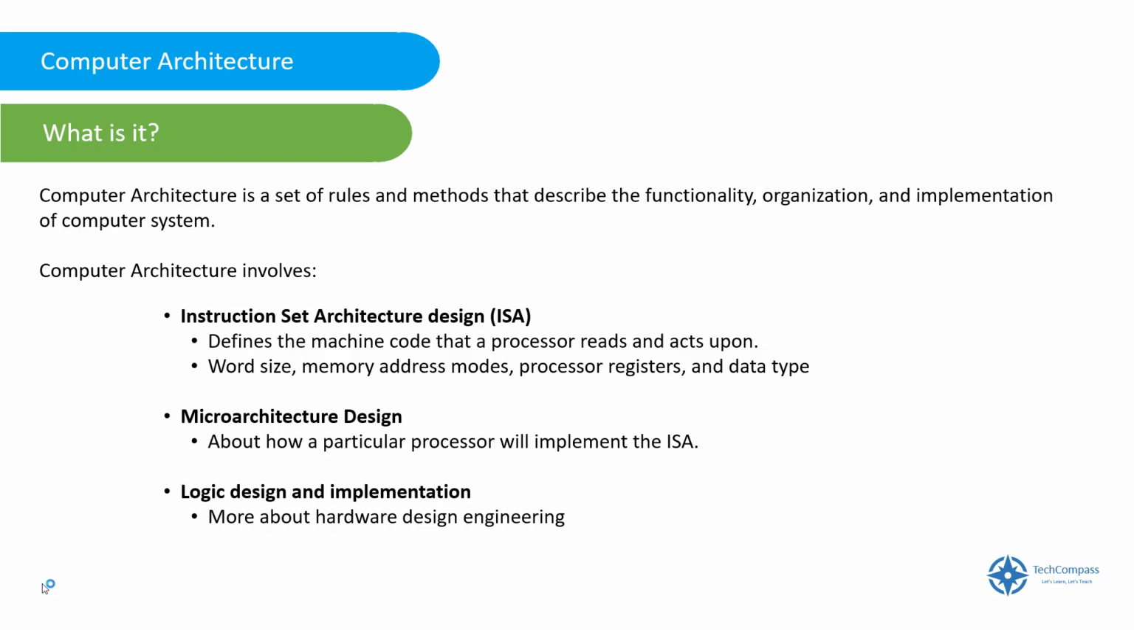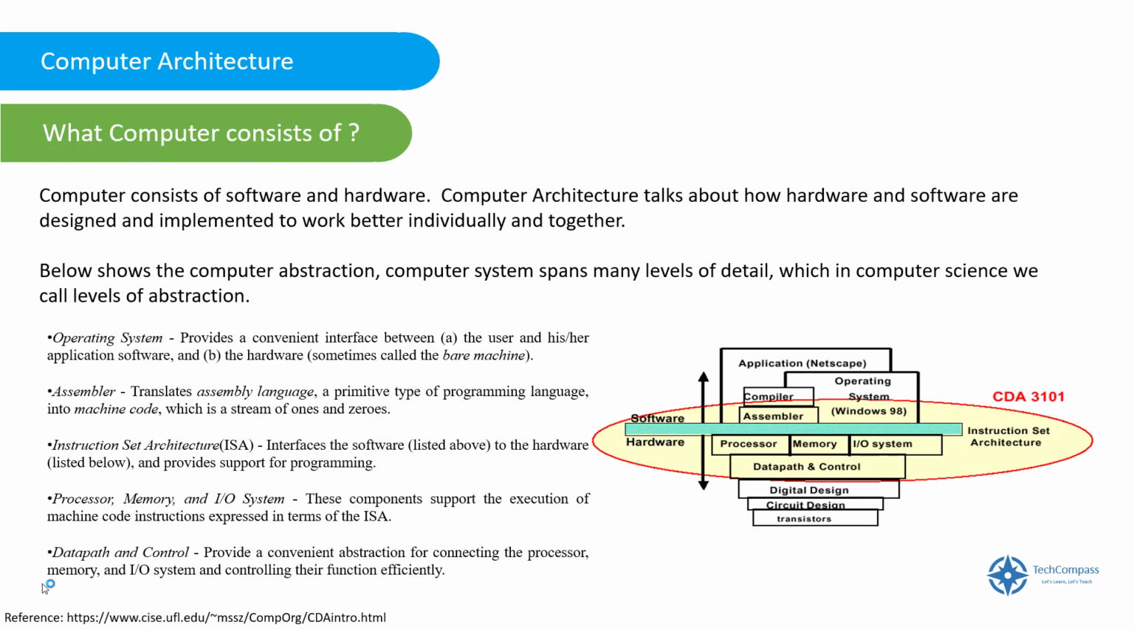What does a computer consist of? A computer consists of software and hardware. Computer architecture talks about how hardware and software are designed and implemented to work better individually and also together. Below shows the computer abstraction.